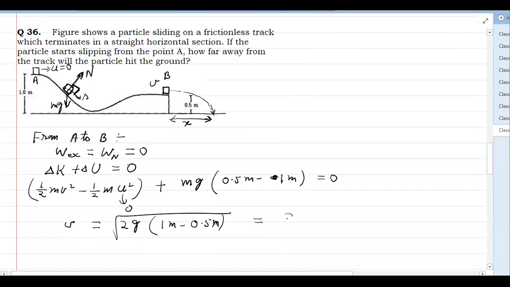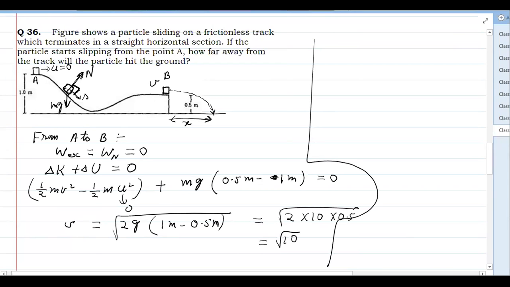Now we put the values: 2 into 10 into 0.5 under root. So this is root 10. The velocity of the object which we are getting is root 10. So this is the velocity of the object. After that, we have to see it as a projectile. If you consider this projectile, this velocity v is horizontal.